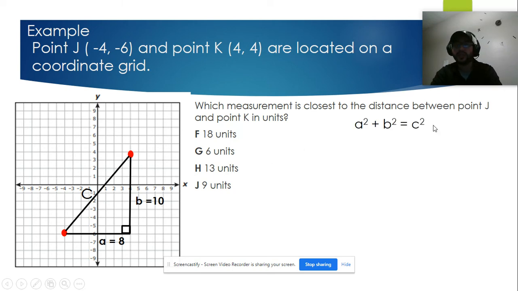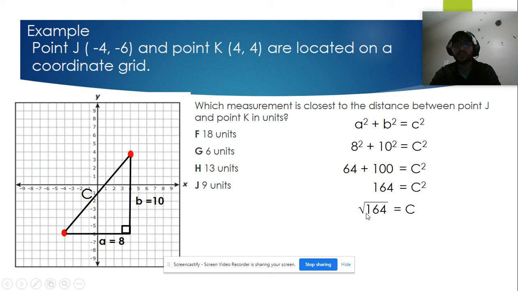Now, use the Pythagorean theorem to find the missing side. A we replace with 8, B we replace with 10, and C stays the same as C. 8 squared is 64, 10 squared is 100. So 64 plus 100 is 164. But this is the area. We want to know the length. So what is the opposite of the square? The square root. So the square root of 164 is 12.81 units. That will be the length of C.